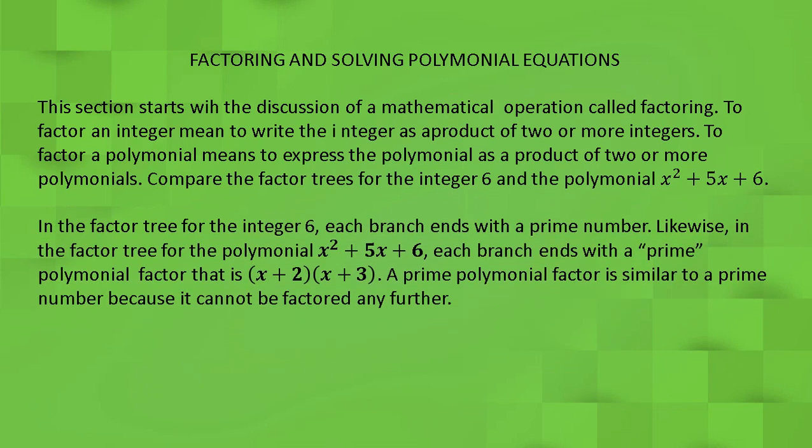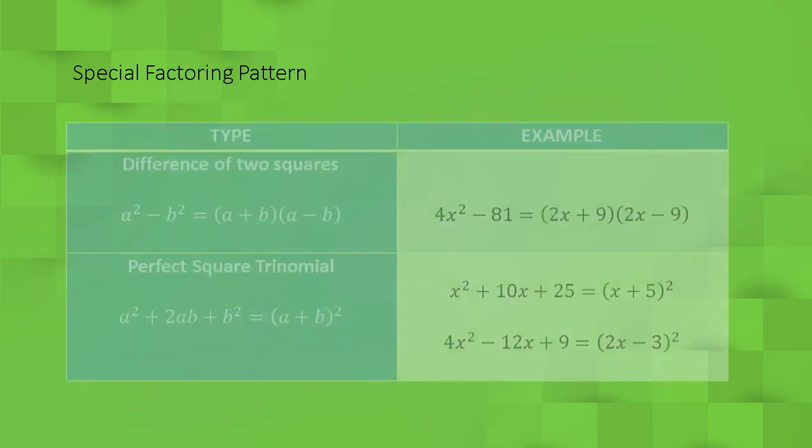Let's have an example, x squared plus 5x plus 6. You have to find the product of 6. What two numbers, when you multiply, the answer is 6, or we can use the factor trees. So the prime factors of 6 are 2 and 3. And when you add the factors of 6, you'll get 5. So we call that the prime polynomial factor. So we have x plus 2, x plus 3. Later on, we'll use this concept in the different types of factoring patterns.